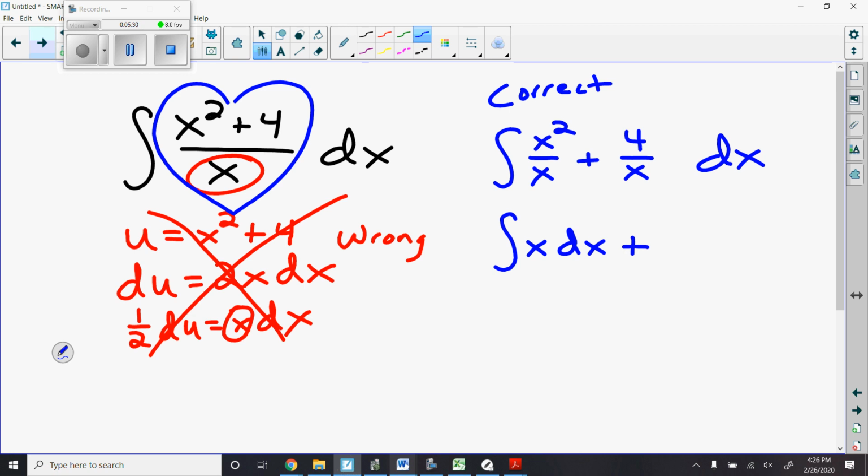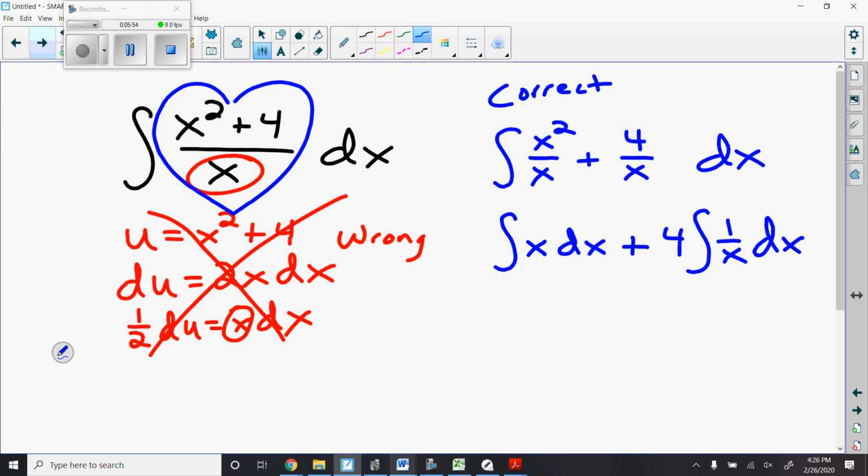I'm going to split this integral and factor out the 4 to make it more simple. Can I split the integral? I simplified x squared over x to make x. And I took that 4 and I just moved it out in front, right? Because I can always do that with a coefficient, and left it as 1 over x dx.